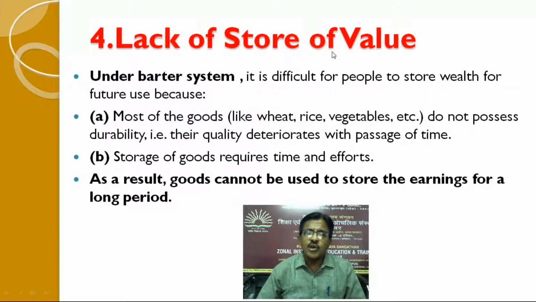Lack of store of value. This is another drawback of barter system. Under this system, it is difficult for people to store wealth for future use because most of the goods like wheat, rice, vegetables, etc. do not possess durability, that is, their quality deteriorates with passage of time. Storage of goods requires time and efforts.